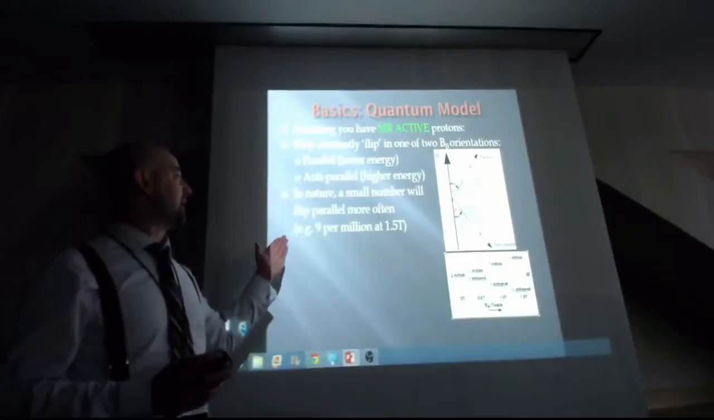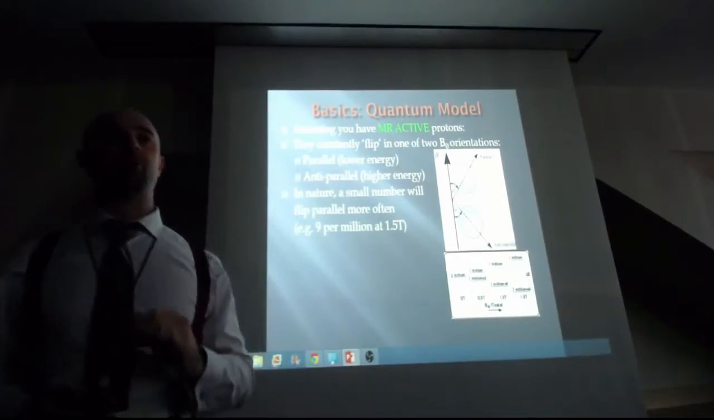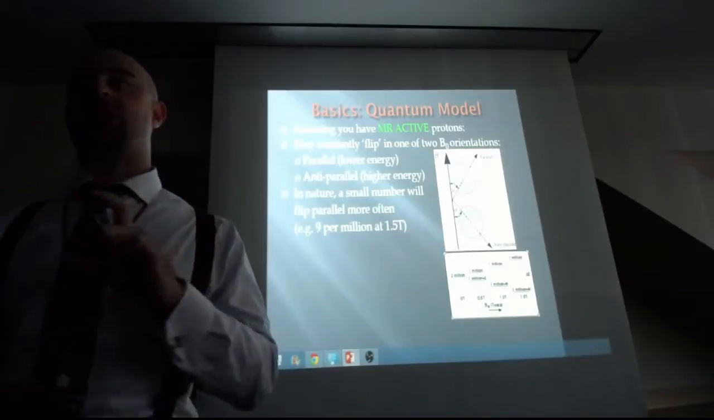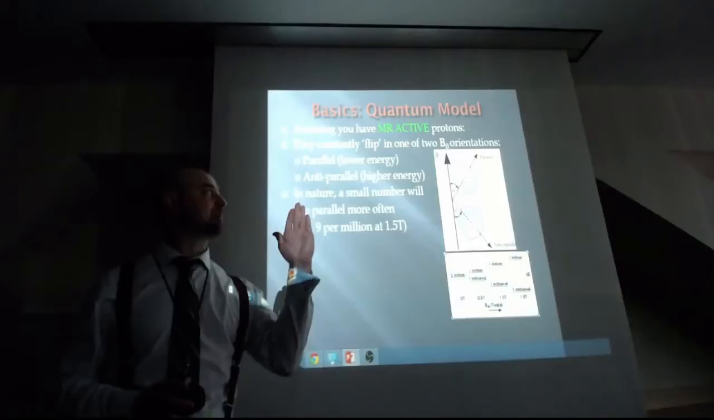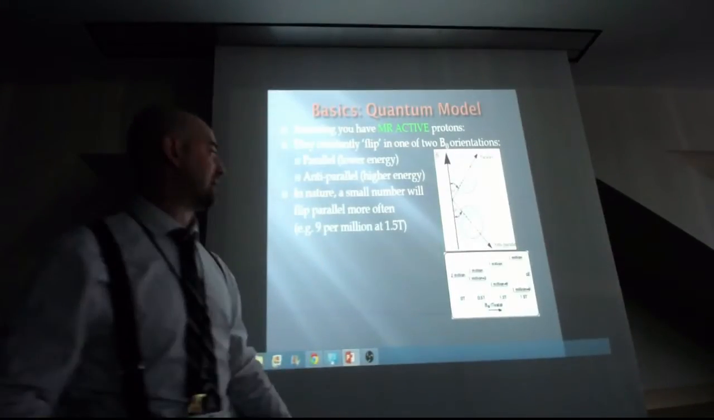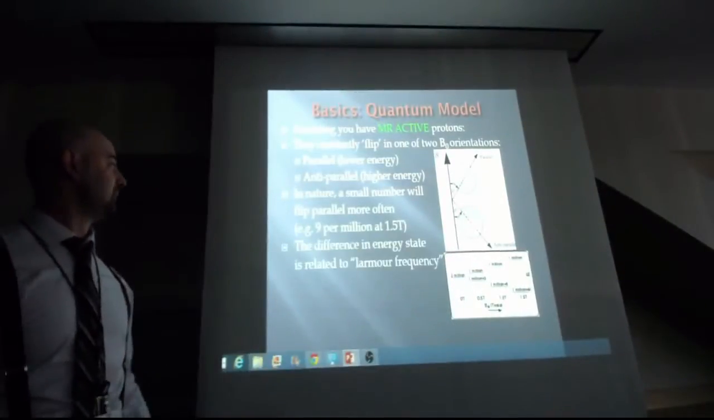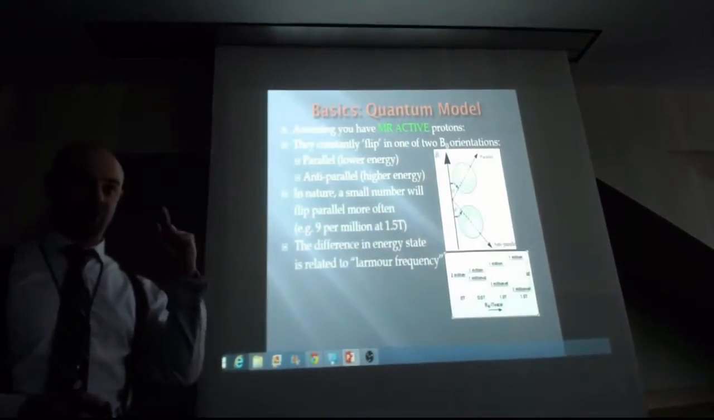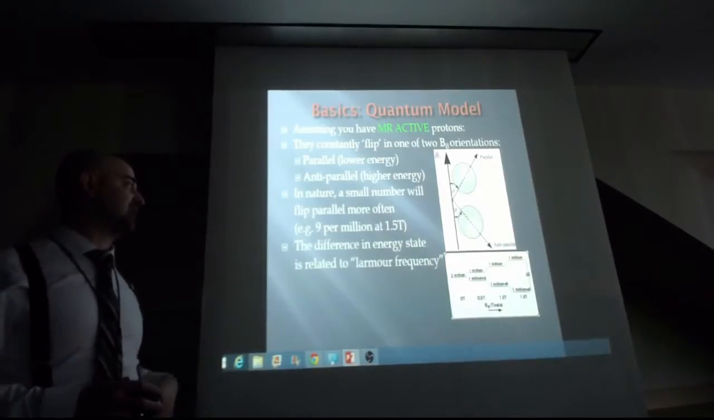And it just so happens that there's an equilibrium that gets set up favoring the lower energy state, as we see throughout the rest of nature. It happens to be about nine proton hydrogen nuclei per million that will orient themselves with, rather than against. So you have a million and nine versus a million. And those nines, that's where all of our MRI signals come from.